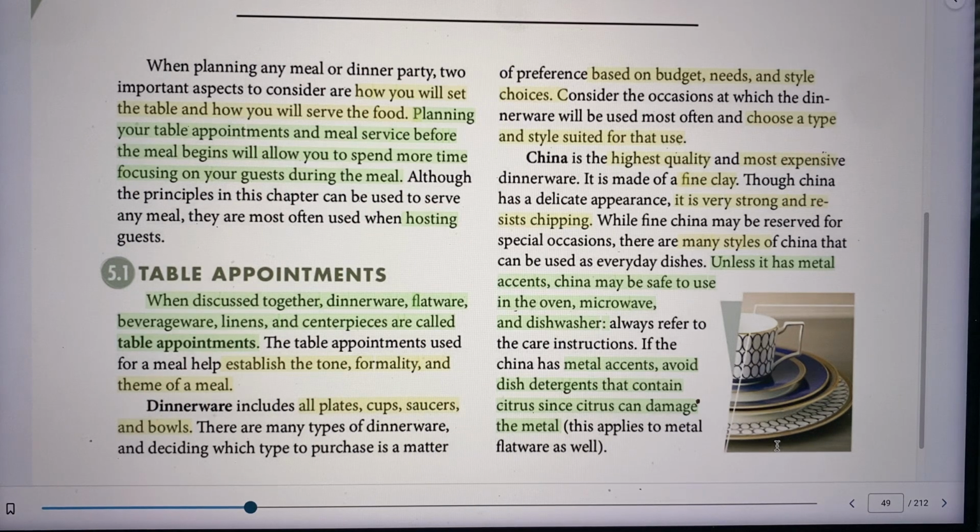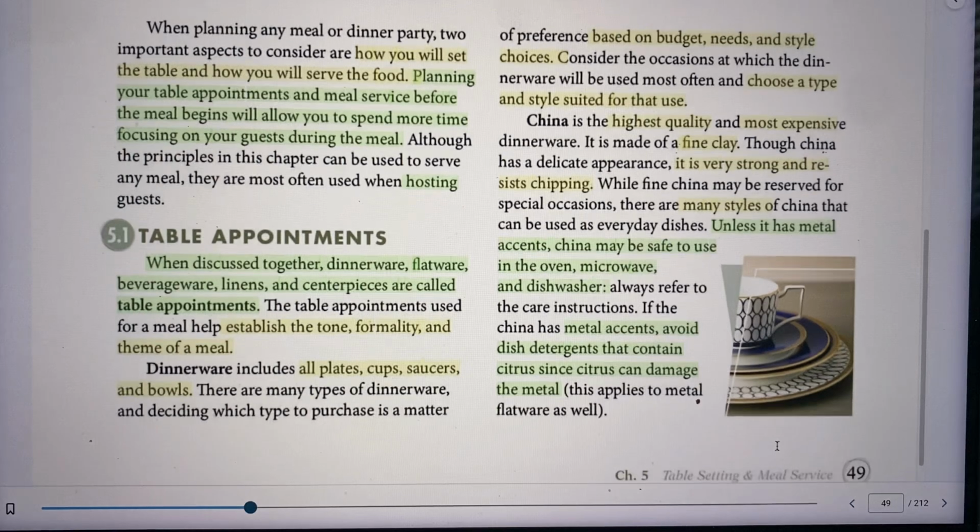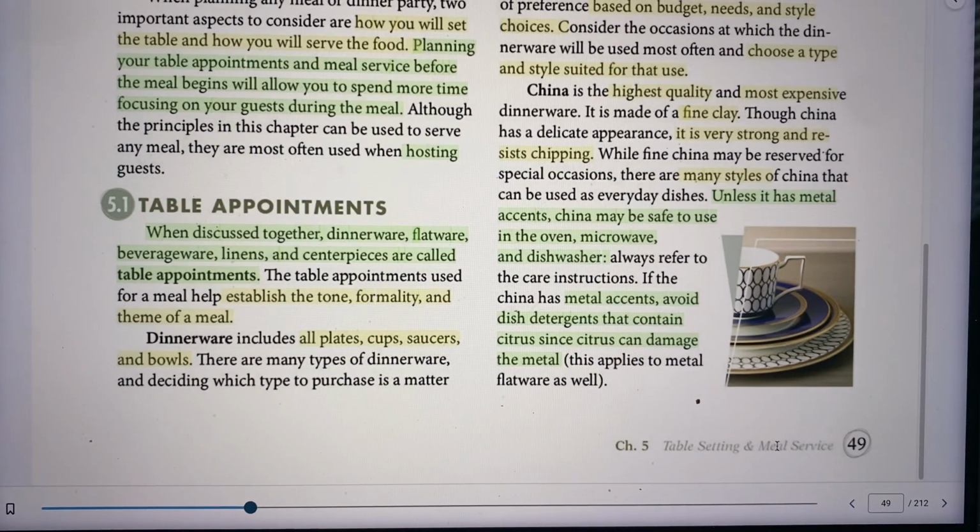This chapter is going to talk about hosting guests. So when you put together a party and you're going to have guests, you're going to want to make your guests feel important, right? So how important it will be, especially as you get older. So let's talk about table appointments.